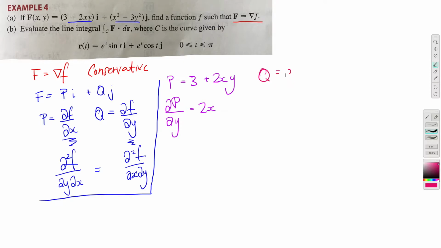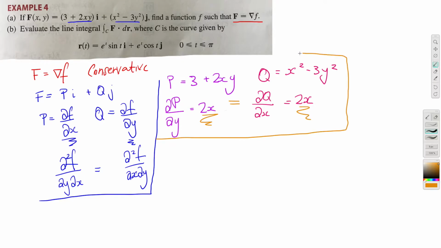is x squared minus 3y squared, and let's derive this with regards to x. So we're doing the opposite one. Do you get what I'm saying? So this is 2x, and look, 2x and 2x, they're equal. Therefore, this is conservative. So now we've proved that it's conservative.